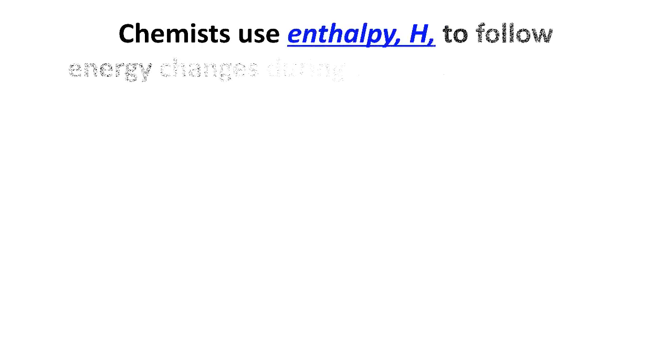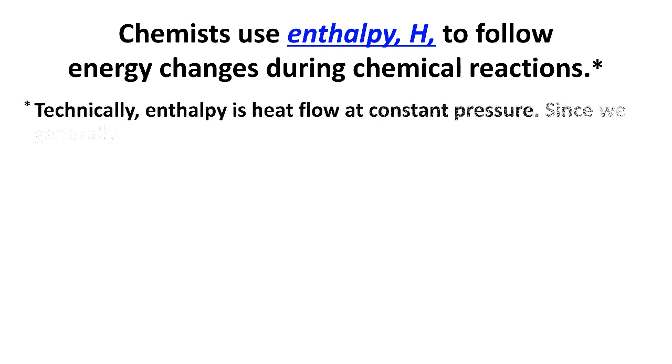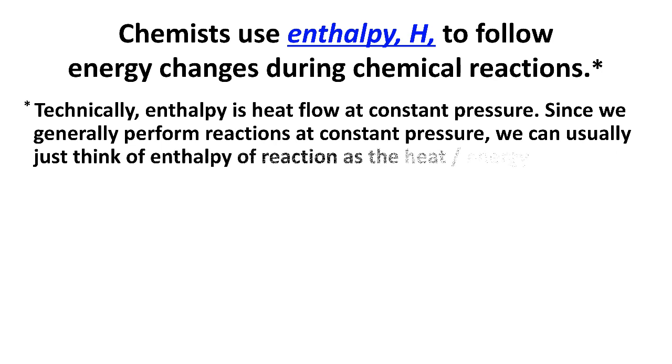Now, chemists use something called enthalpy, which we symbolize by the letter H, to track energy changes during chemical reactions. We should note that technically enthalpy is heat flow at constant pressure, but most of the time we do reactions at constant pressure, so we can normally just think of enthalpy of reaction as the heat or energy of reaction.